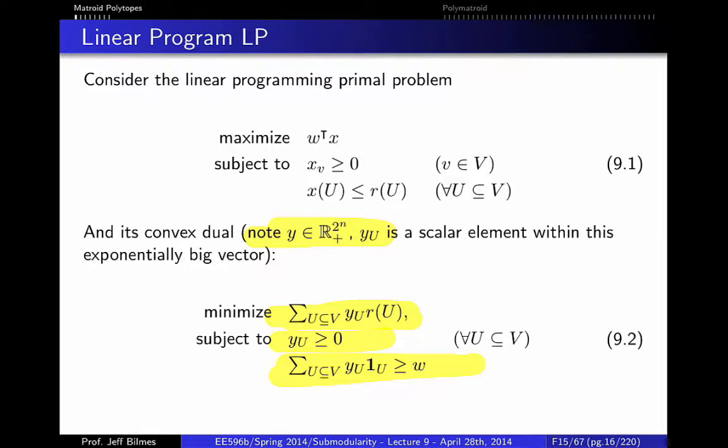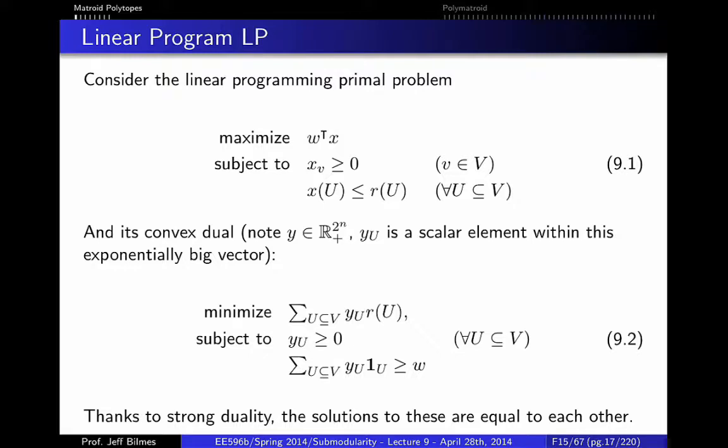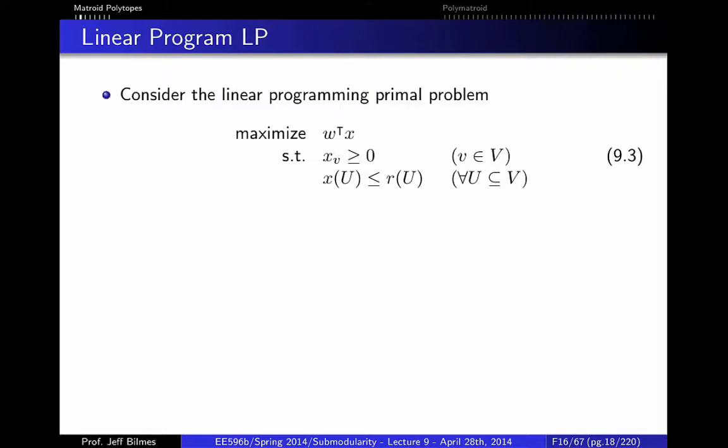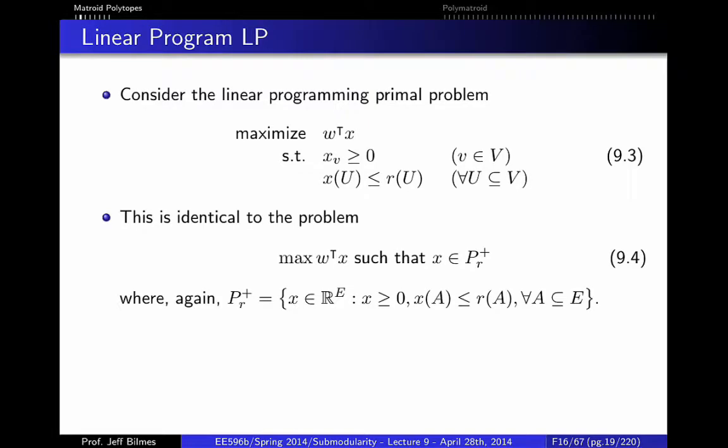And because it's a linear programming problem, we've got strong duality. So this maximum subject to these constraints has value equal to this minimum subject to these constraints. Strong duality means we can equate them with each other. Now let's consider again the linear programming primal problem, and note that it is essentially identical to this. It's basically maximizing this linear term such that x is a member of the rank polytope. That's a shorthand way of saying it's a linear programming problem.